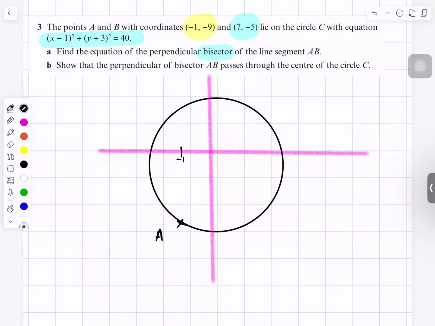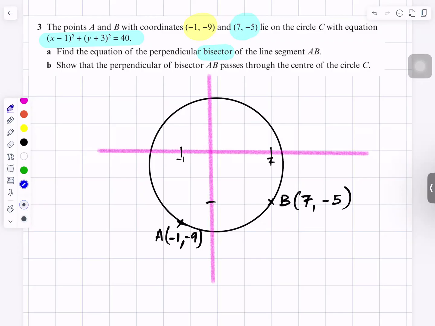So that's A, (-1, -9). And then the other one is (7, -5). Say 7 is there, and -5, that's B. So the points A and B lie on the circle. Find the equation of the perpendicular bisector.